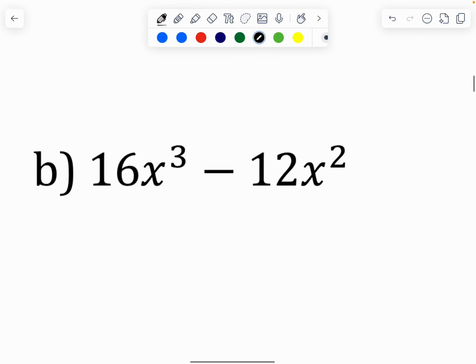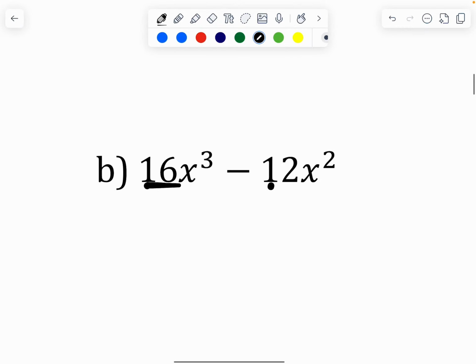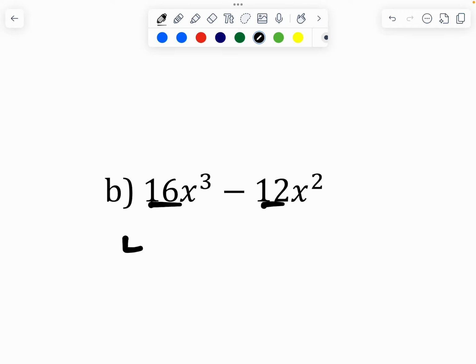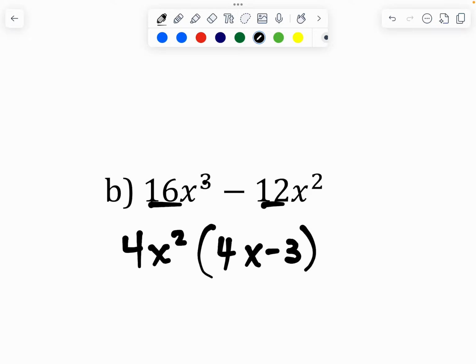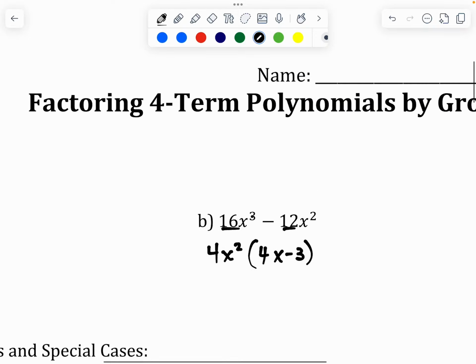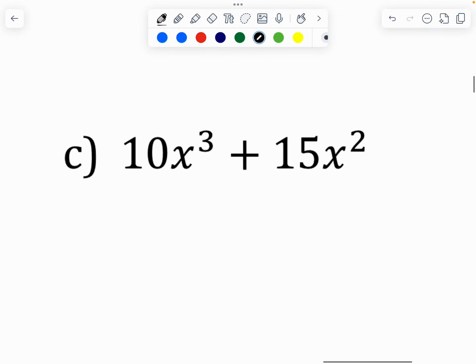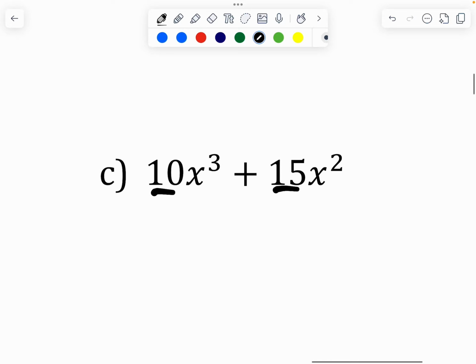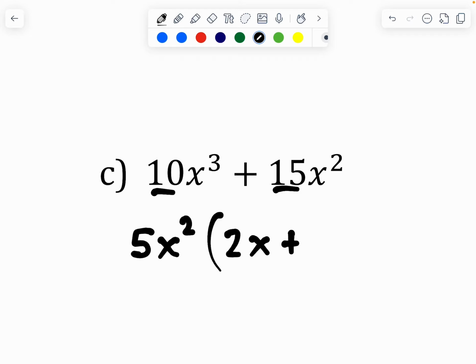For B, out of 16 and 12, I can take the greatest common factor of 4. I have 3 X's here and 2 here, so the most I can take out is X squared, and I'm left with 4X minus 3. And C, the biggest number I can take out of 10 and 15 is a 5. I can take out x squared out of each of those, and then I'm left with 2x plus 3.